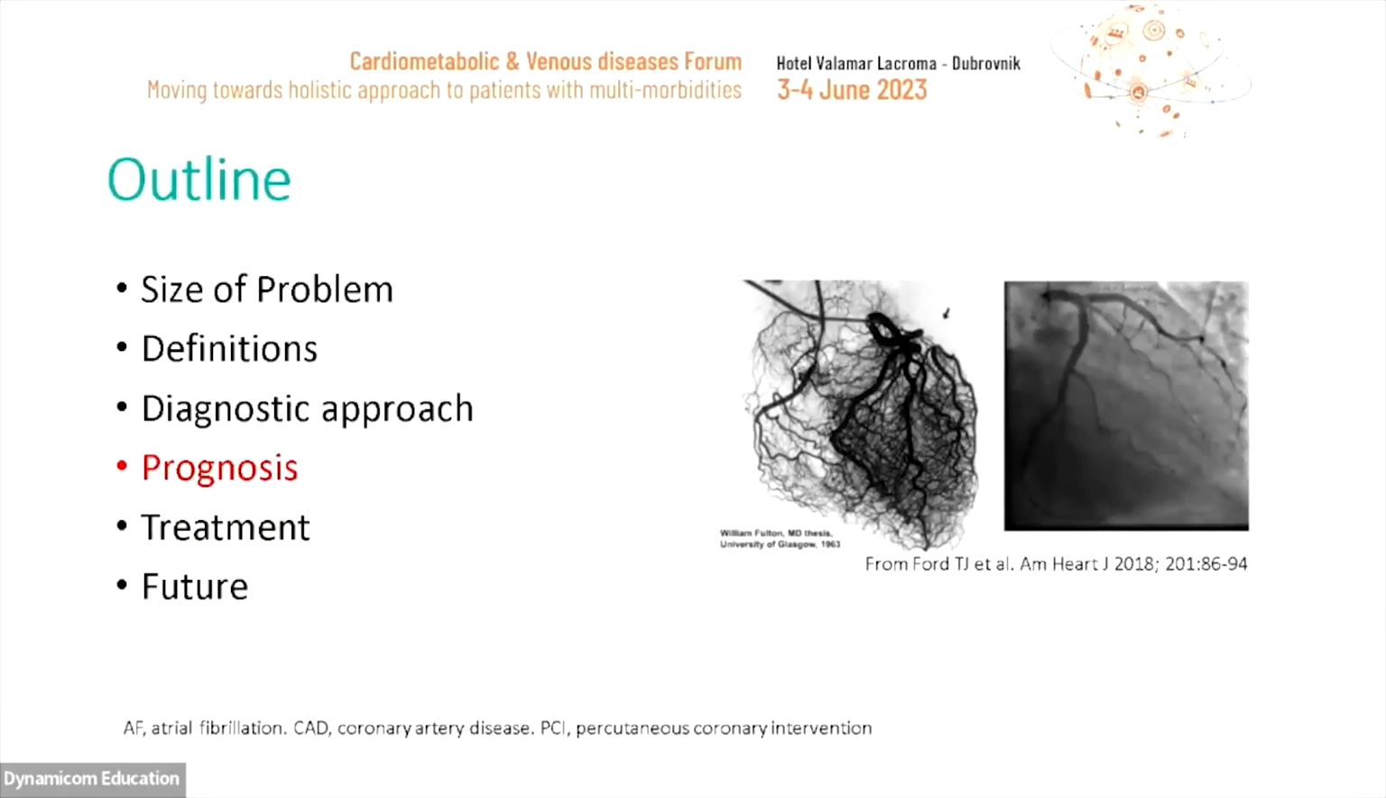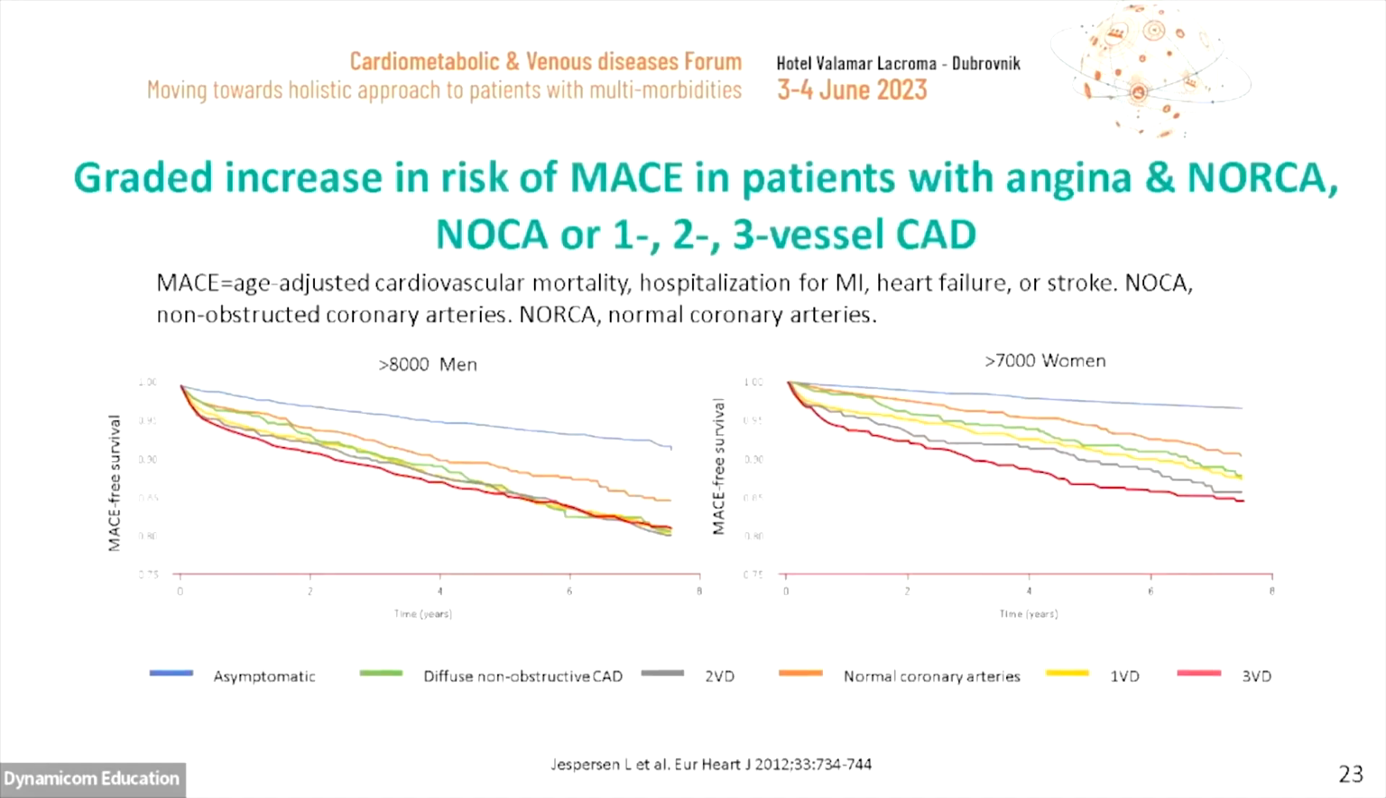Now, beyond the quality of life of the patient, am I really at risk if I have a chest pain that is considered of microvascular origin? This is a very much quoted paper, Jespersen et al. It shows what? In blue, you have the asymptomatic normal coronary arteries. In yellow, orange, you have the normal coronary arteries. These are event-free survival or pretty hard endpoints.